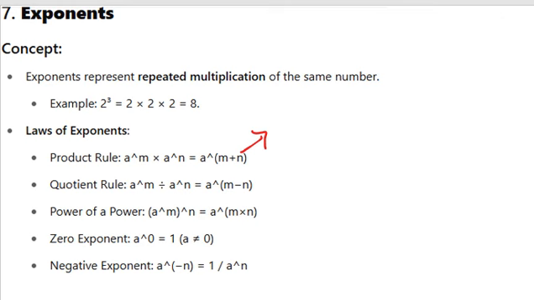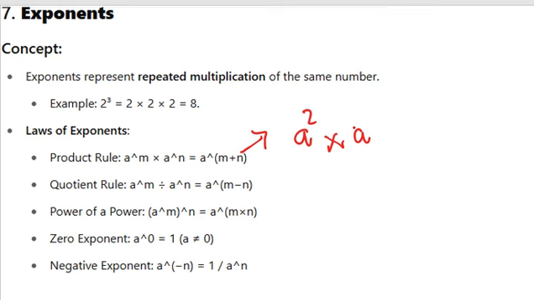Let's say we have a squared times a. I'll give you a second to find the answer. So now a is not just a. I mentioned that sometimes they will not give you numbers, they will give you variables. But you can still use them like a number.